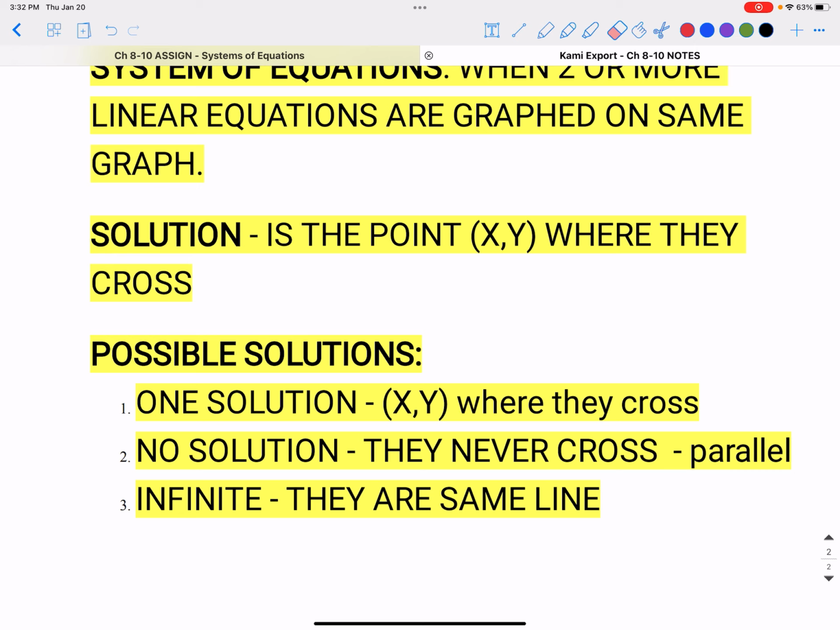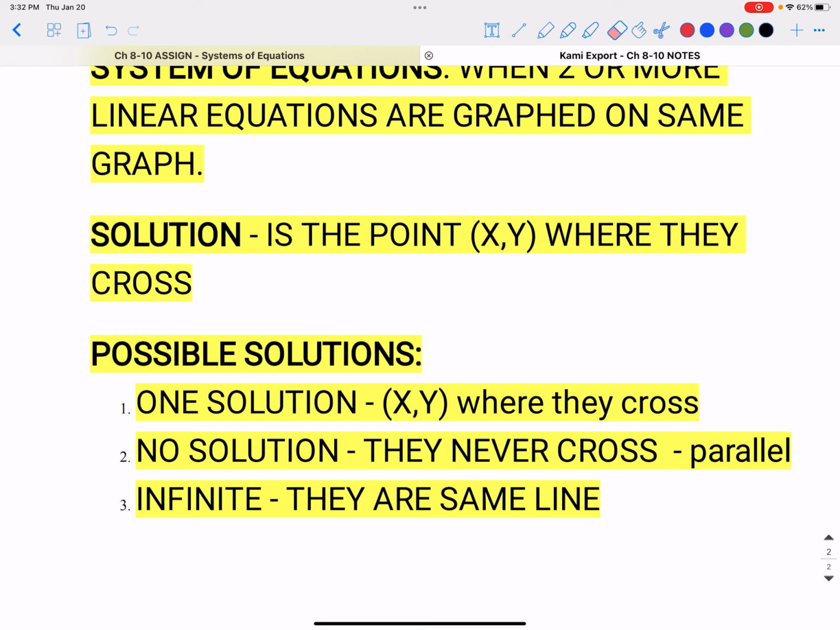So in a one solution, they share one point where they cross. In a no solution, they share no points because they're parallel. And infinite is they share an infinite number of solutions because they are the exact same line and they run right on top of each other forever and ever, okay?